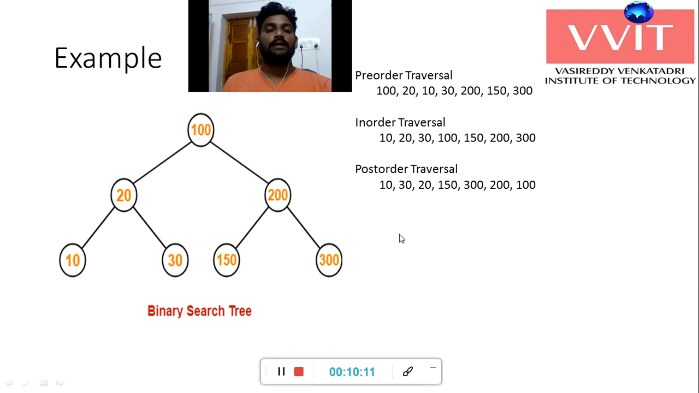Here the note point is that when the given binary search tree is traversed in in-order fashion, the elements are arranged in ascending order. Let us consider the in-order traversal elements: 10, 20, 30, 100, 150, 200, 300. That means when the given binary search tree is traversed in in-order traversal, the elements are arranged in ascending order. These are the binary search tree traversal techniques.